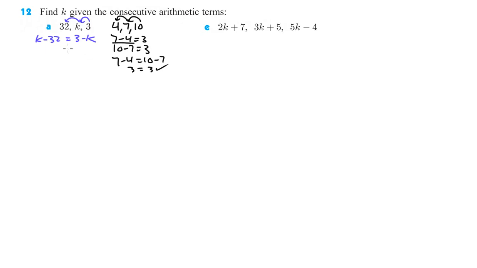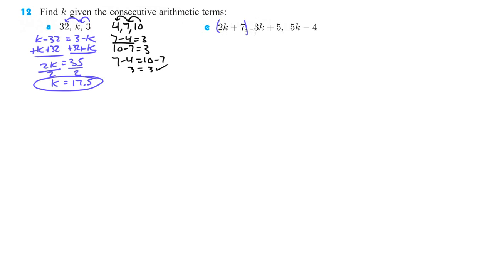Okay, and now all we do is solve this. I'm going to add K to both sides and add 32 to both sides, and we get that 2K equals 35. So we divide both sides by 2, and we get K is 17 and a half. Okay? Same idea with E.